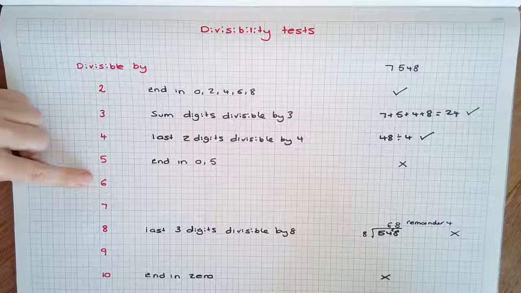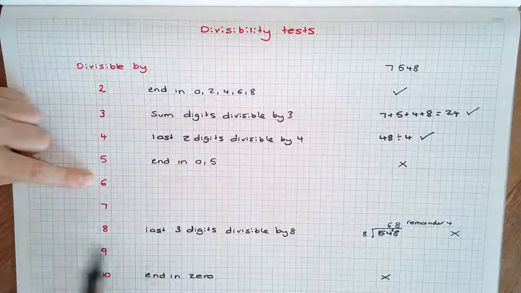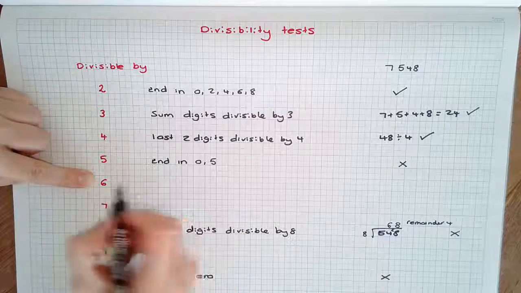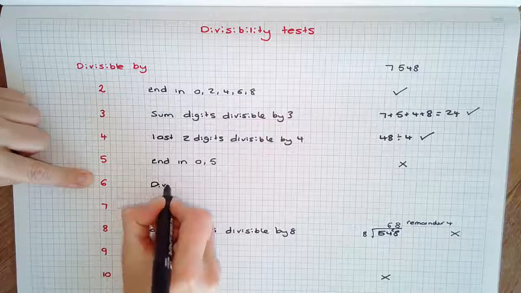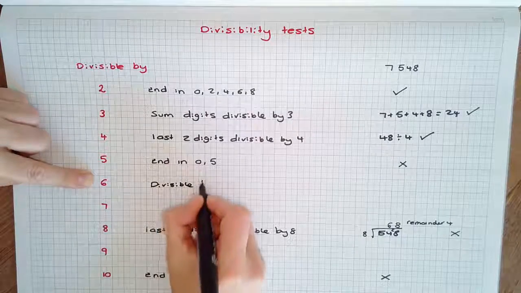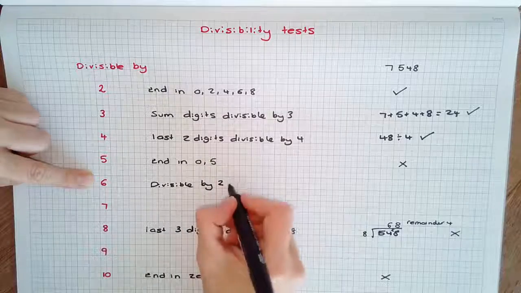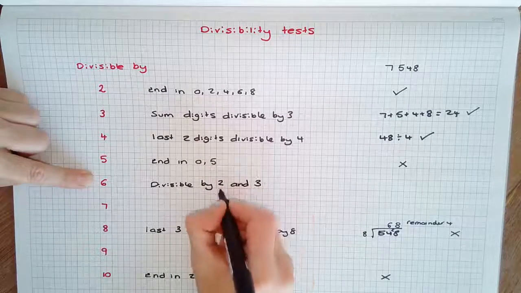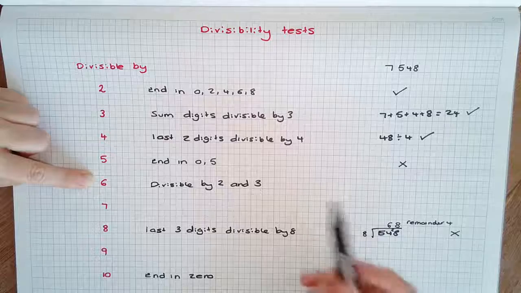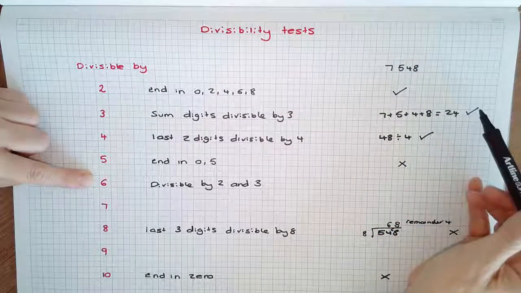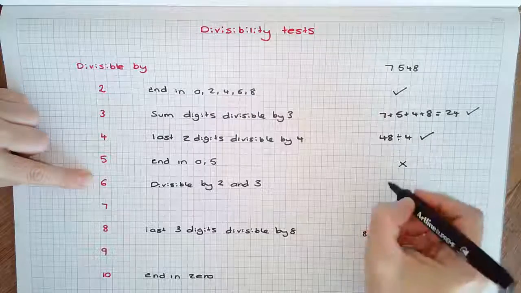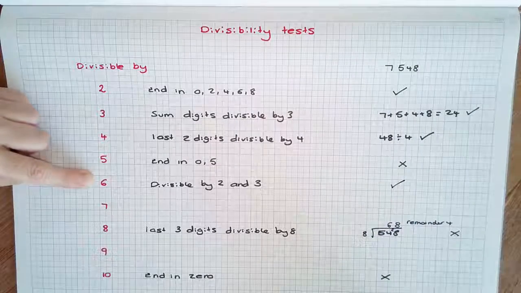Let's go to 6 now. If a number is divisible by 6, it will also be divisible by 2, being an even number, and 3, because 2 times 3 is 6. So since our number is divisible by 2 and is divisible by 3, it'll also be divisible by 6. So that test is done.